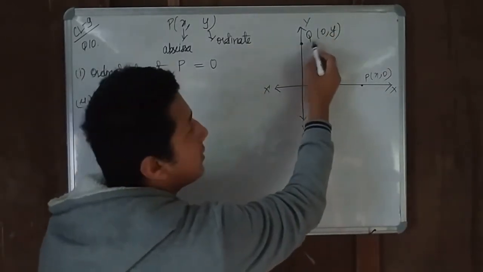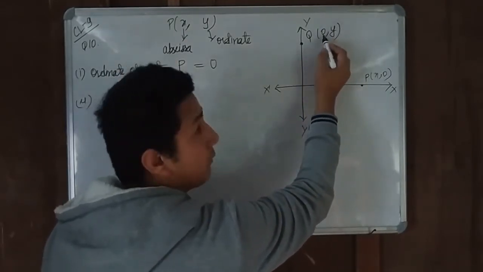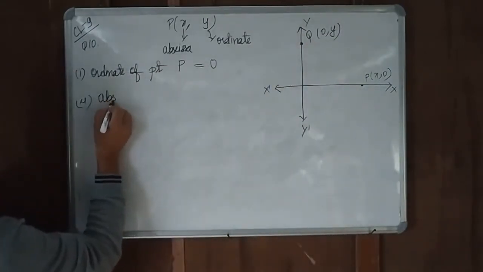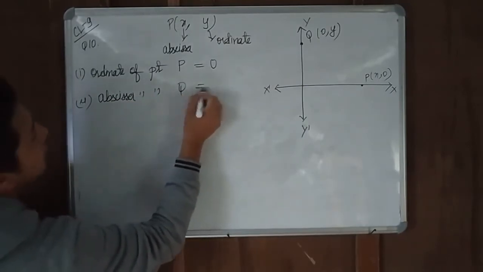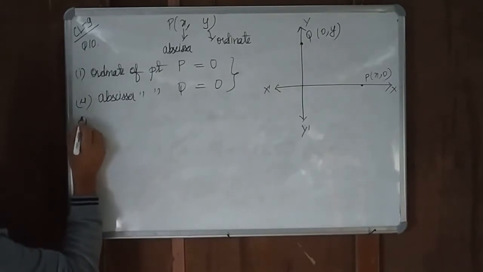Point Q has coordinates 0, y. 0 is the abscissa, y is the ordinate. The first one is always the abscissa, second one is ordinate. So abscissa of point capital Q is also 0. First two answers are done. We move to number 3.